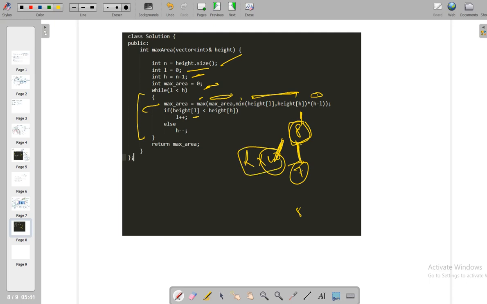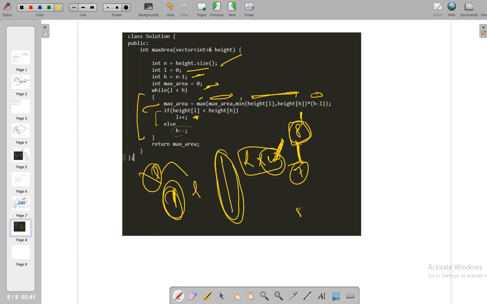And that is why we do L plus plus or H minus minus in a way that we keep the greater height. If the height at L is lesser, we know we will ignore that L and go L plus plus. If this is smaller and L was here, we will move L ahead, because we don't want to lose the other height. That height is greater. And in the else block, we do H minus minus, and finally we return the maximum area.